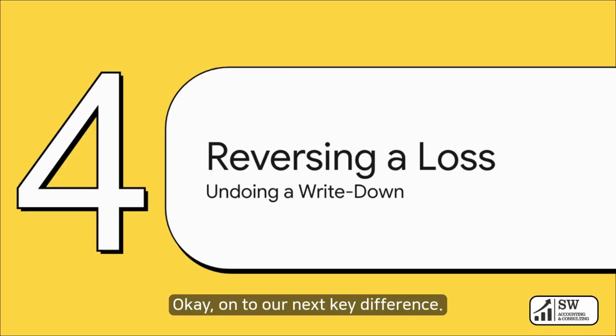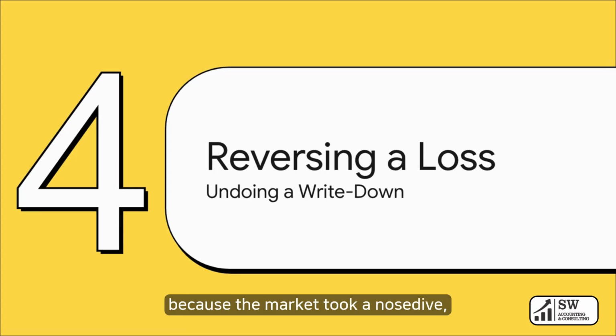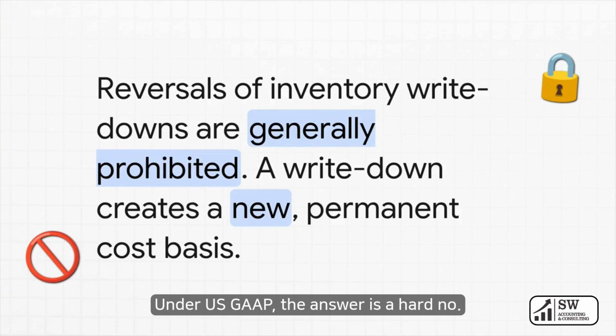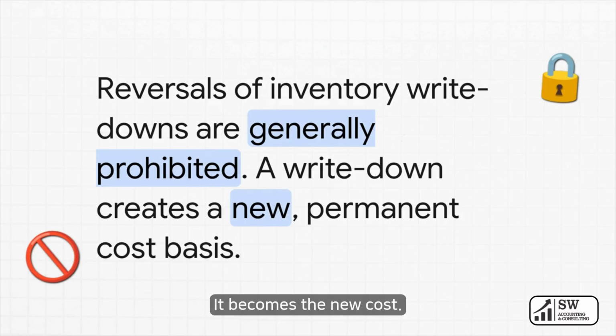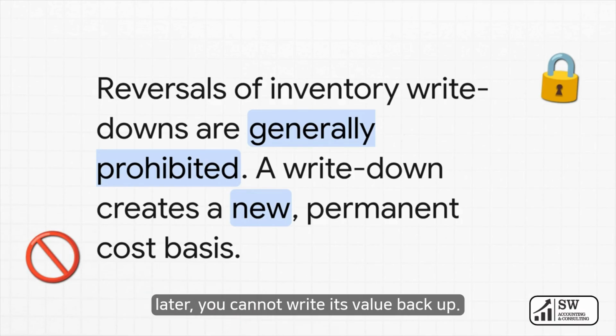Okay, on to our next key difference. Imagine you've written down the value of your inventory because the market took a nosedive, but then the market bounces back. So what now? Can you reverse that write-down? Under US GAAP, the answer is a hard no. Once you write it down, that's it. That new, lower value is permanent. It becomes the new cost. Even if that product becomes the hottest thing on the market a year later, you cannot write its value back up. That loss is literally locked in forever.